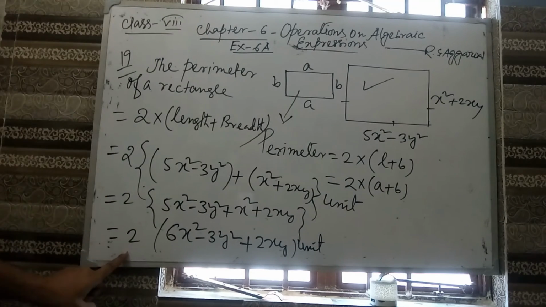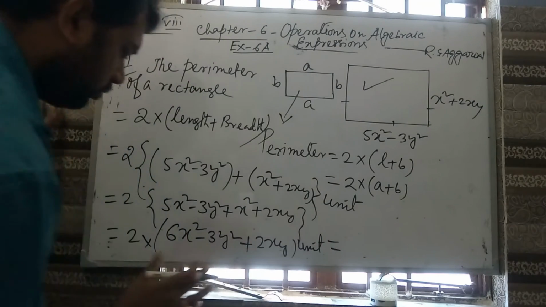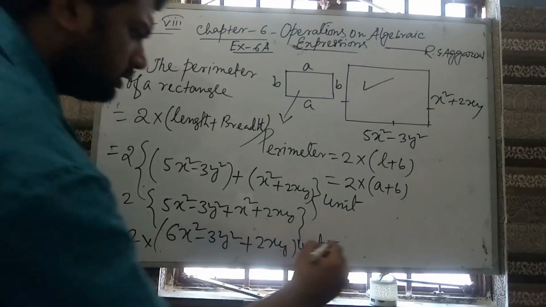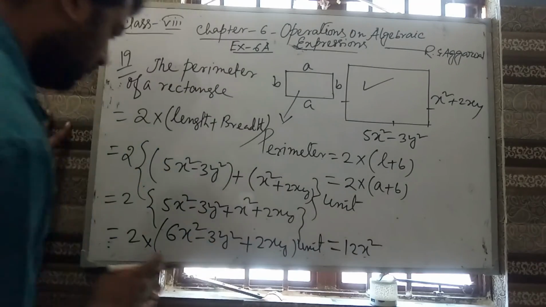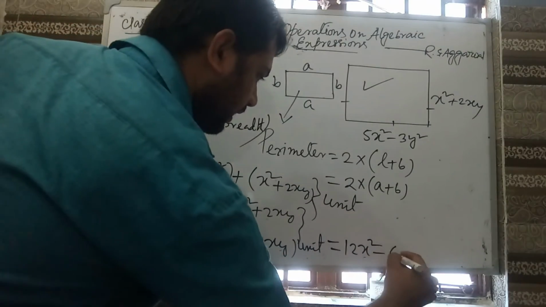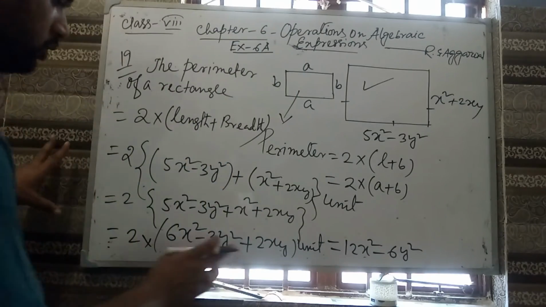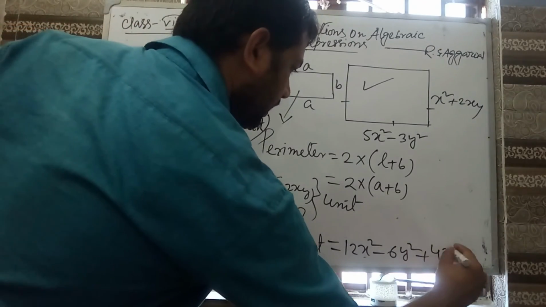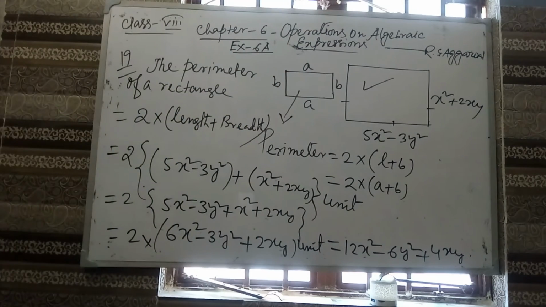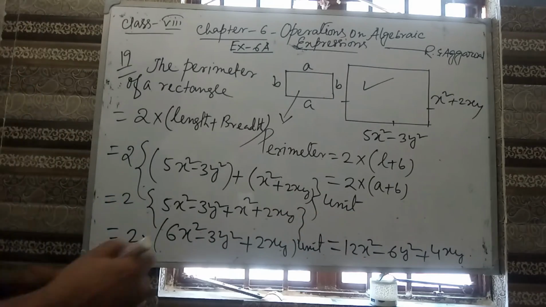Now multiply 2 with each term. Because 2 is in the form of multiplication with this expression. So multiply 2 with this. 2 into 6, 12x square. 2 into minus 3y square, minus 6y square. 2 into plus 2xy, 4xy. So this is your perimeter. Okay. So write down the answer line. Therefore the perimeter of the rectangle is this one unit.